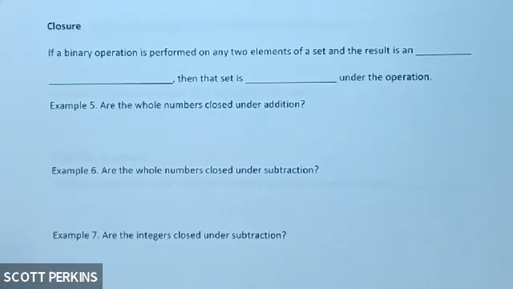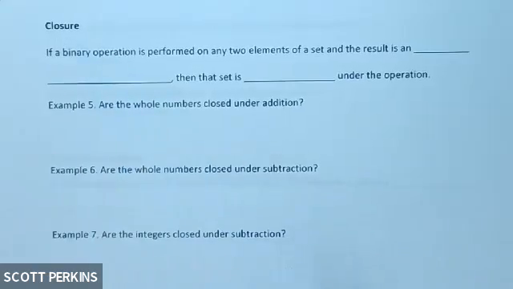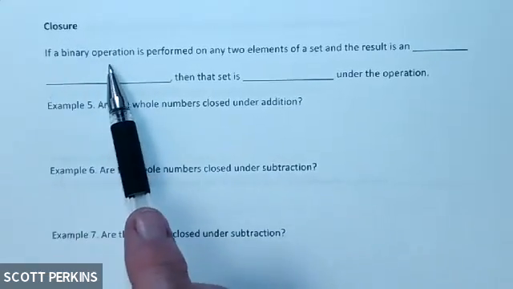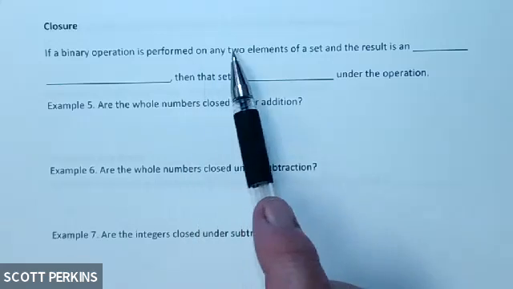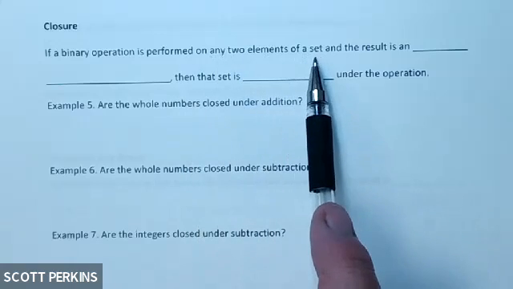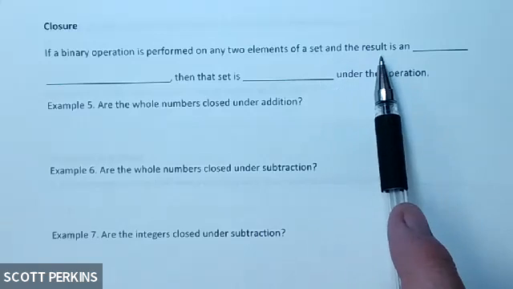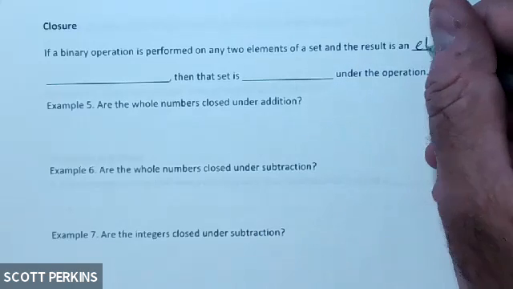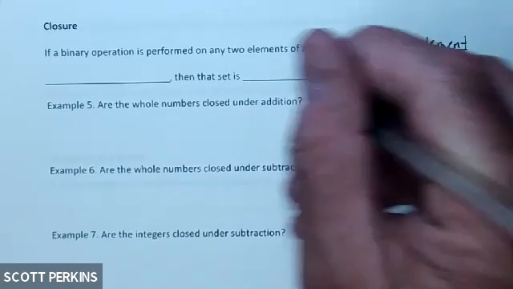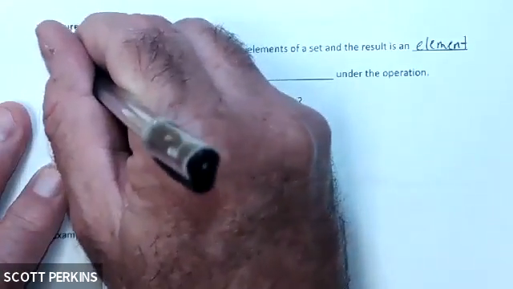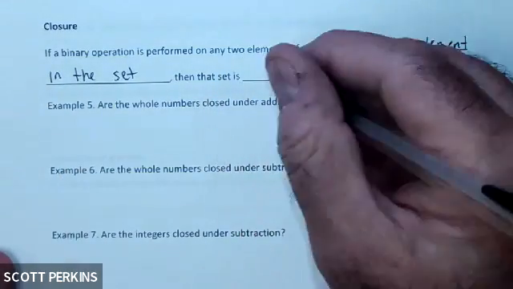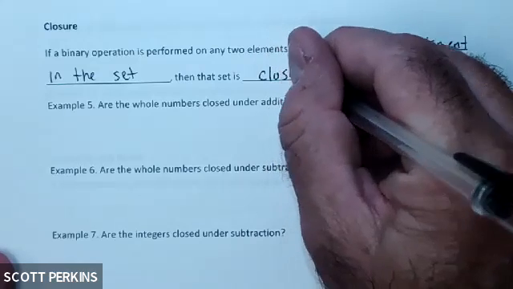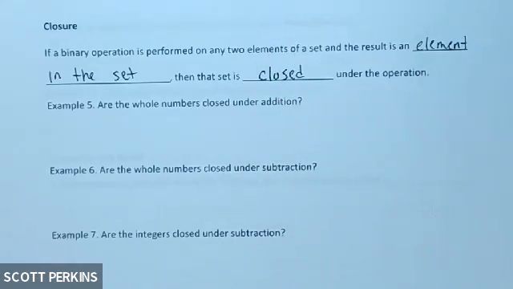This is math. So the closure property says this: if a binary operation is performed on any two elements of a set, and the result is an element in the set, that set is closed. That's what closure means. It's closed under the operation.